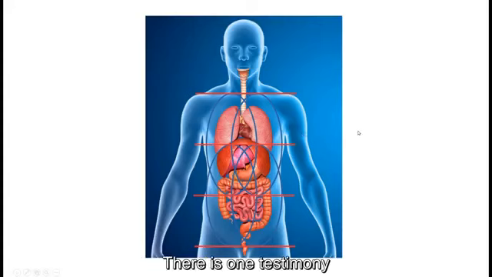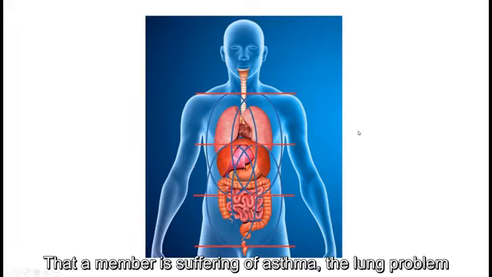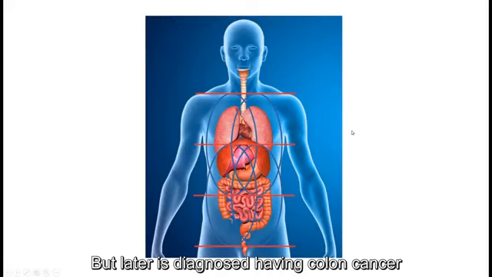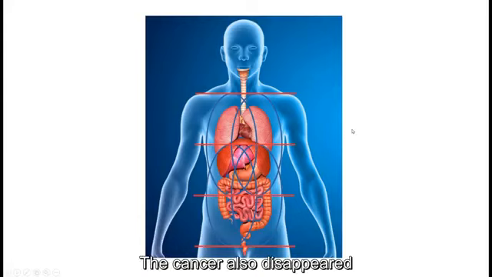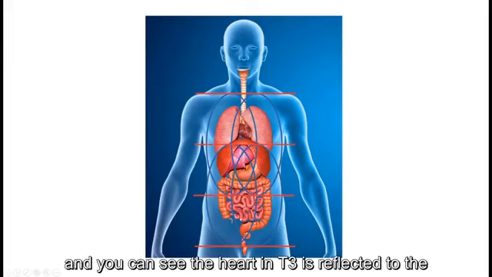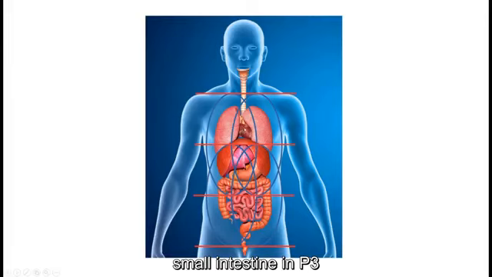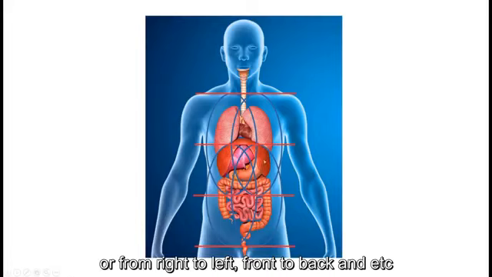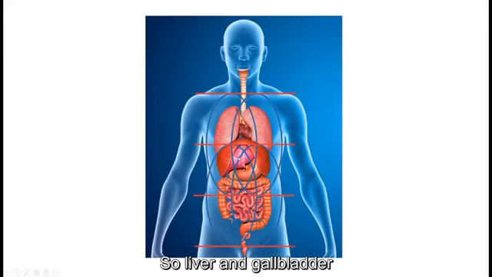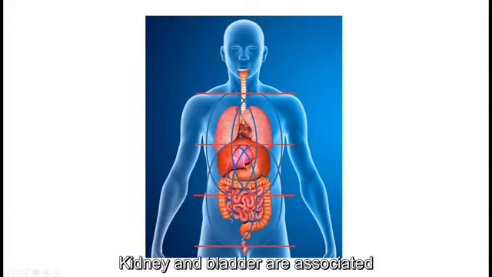There is one testimony that a member was suffering from asthma, a lung problem, but later was diagnosed with colon cancer. After going through the therapy, when the asthma became well, the cancer also disappeared. We proceed further, and you can see the heart in T3 is reflected to the small intestine in P3. For the abdomen section, the reflection is from left to right, or right to left, front to back, and so on. So liver and gallbladder, stomach and pancreas, kidney and bladder are associated.